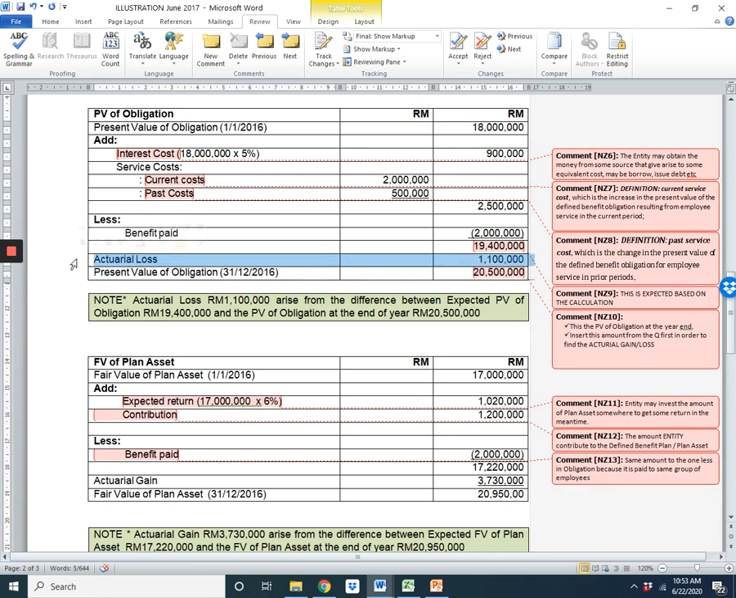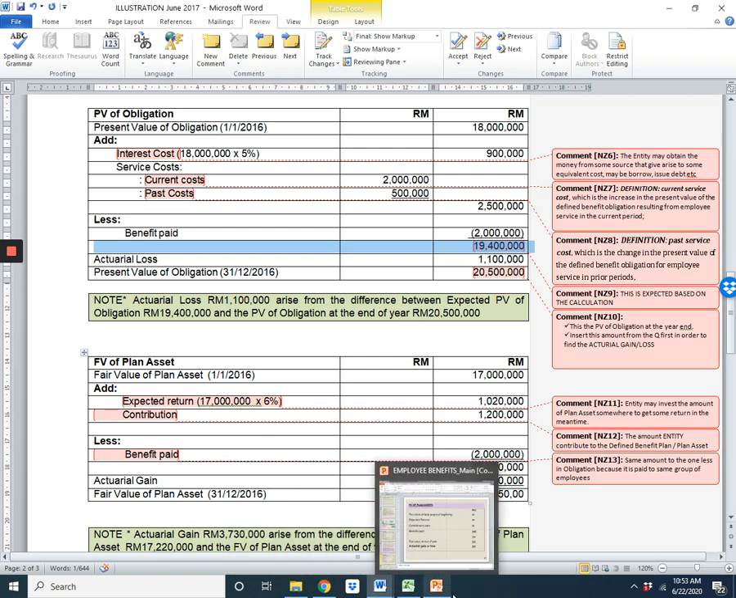Okay, jadi actuarial loss or actuarial gain datangnya daripada pengiraan. Okay, note actuarial loss of 1.1 million arise from the difference between expected PV of obligation and the PV of obligation at the end of the year. Faham tak maksudnya? You masukkan yang ini dulu, barulah you dapat your actuarial loss. Okay, bukannya sebab actuarial loss ni missing figure, adalah perbandingan antara expected and also present value of obligation.